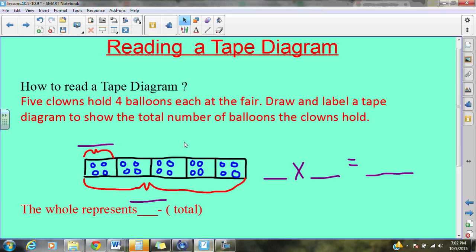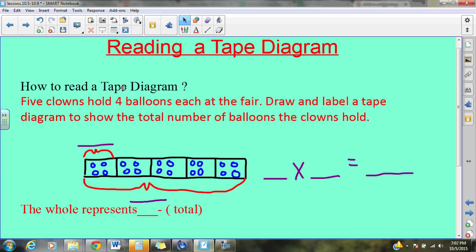So how do you read a tape diagram? Let's use a sample problem to help us. It says, 5 clowns hold 4 balloons each at the fair. Draw and label a tape diagram to show the total number of balloons the clowns hold. So I drew a tape diagram.